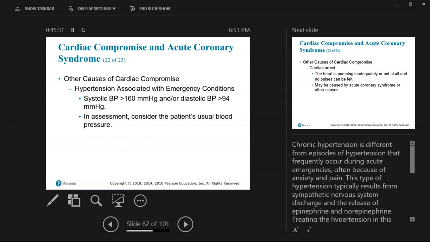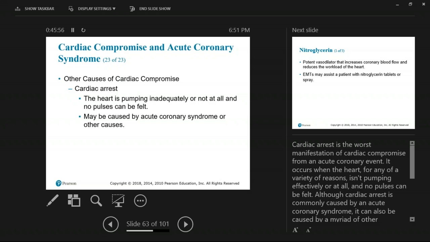People with heart failure, hypertension-associated emergencies, well, this is what they're trying to get at right here with the 160 over 94. This is considered too high of a blood pressure. And with this hypertension, if they've never had their blood pressure taken before, you've now discovered they have a history of hypertension, meaning the signs and symptoms point that direction.